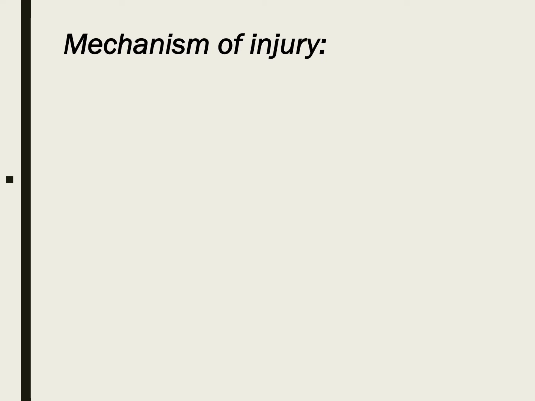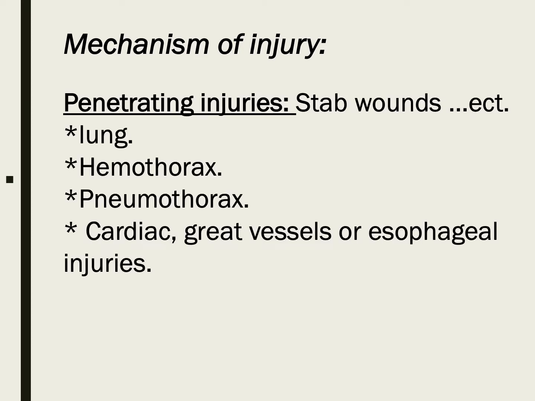The thoracic trauma might result from either penetrating injuries, blunt traumas, or iatrogenic traumas. So with penetrating injuries, the most common or obvious mechanism is stab wounds. It could result in lung injuries, hemothorax or pneumothorax, or injury to the heart or blood vessels, or esophageal injuries.